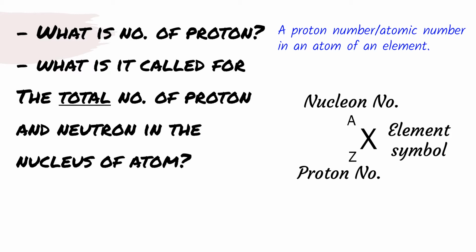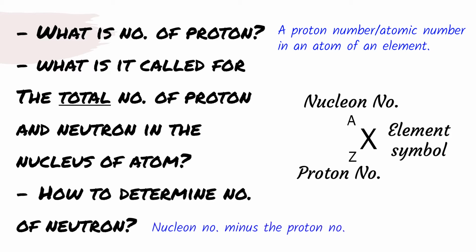To determine how many neutrons, you need to subtract the proton number from the nucleon number. Nucleon number minus the proton number tells you the number of neutrons. Hopefully by now you have recalled the basic chemistry that you learned during your secondary school.